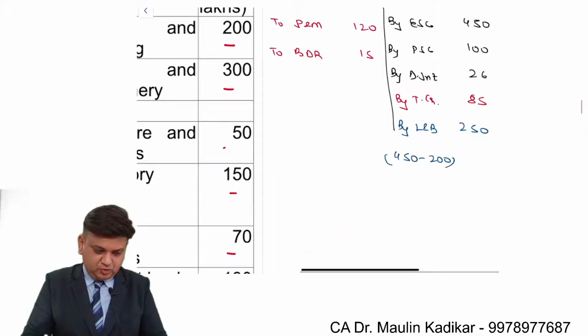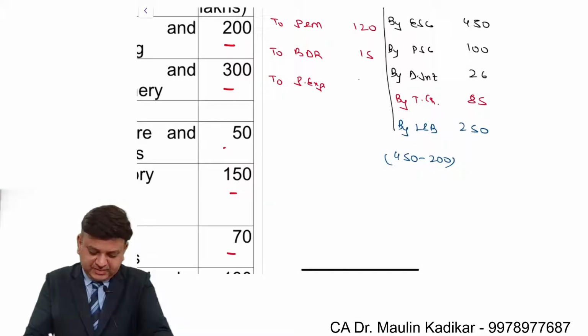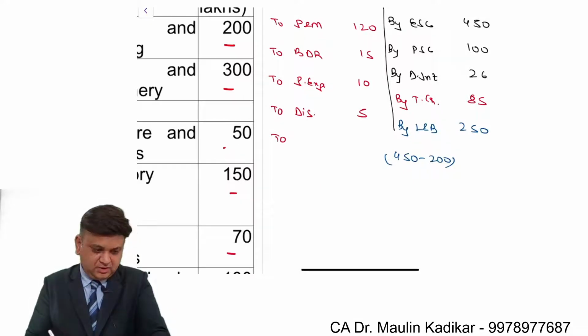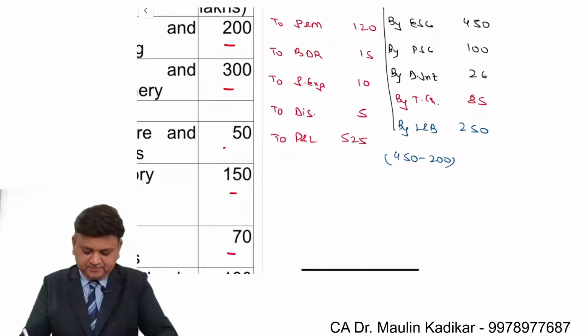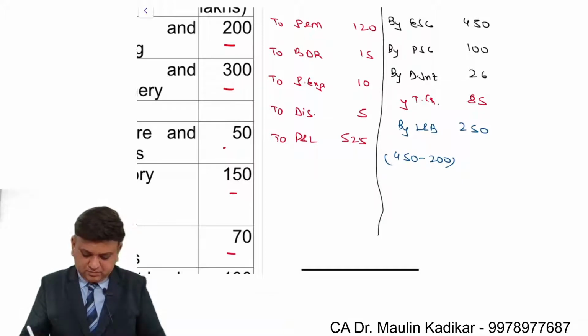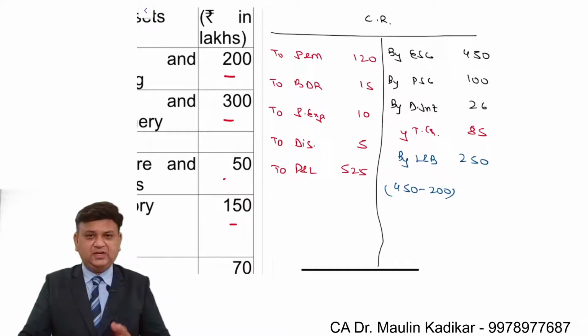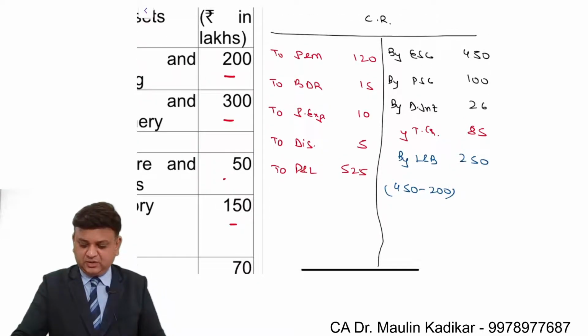So over here, to preliminary expenses, an amount of rupees 10 lakhs; to discount on issue of debenture, an amount of 5 lakhs; to P&L account, an amount of 525 lakhs. This is the way we are supposed to write off all the balances.